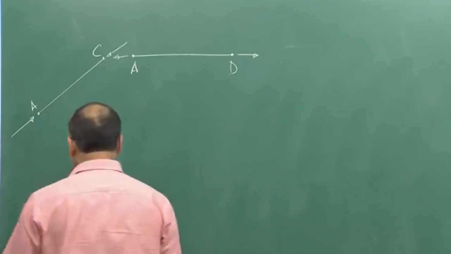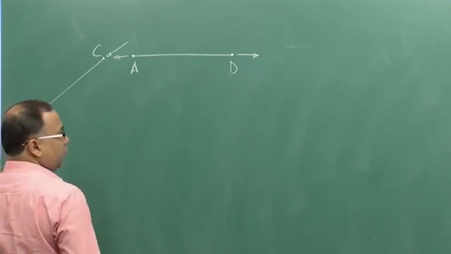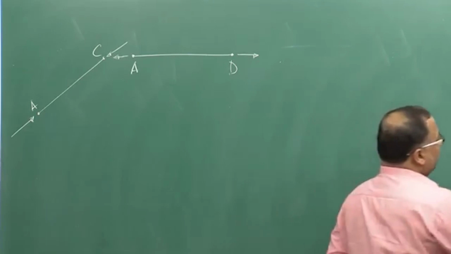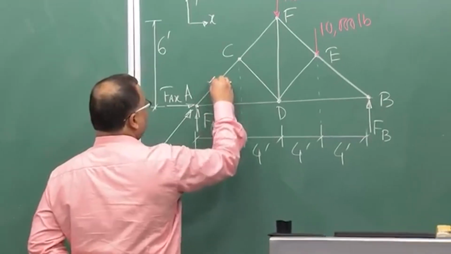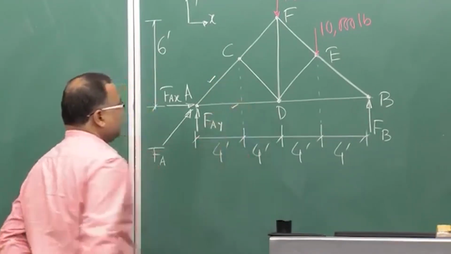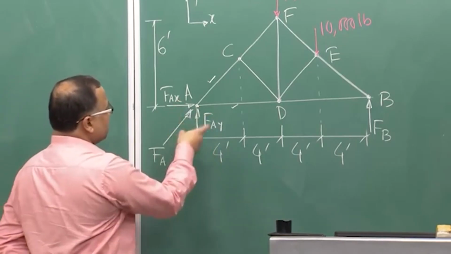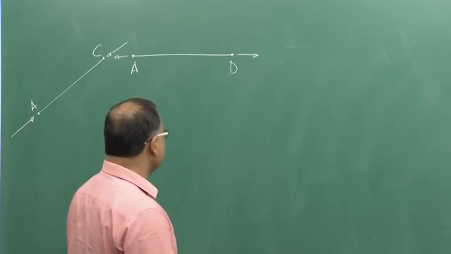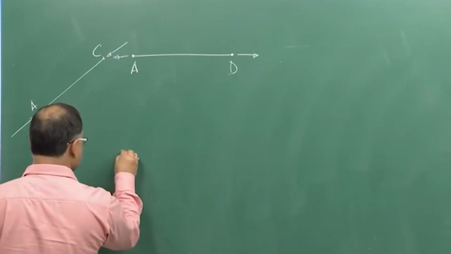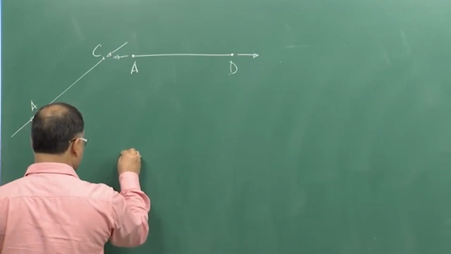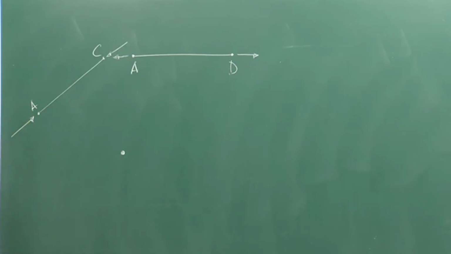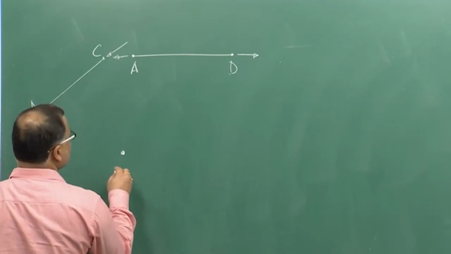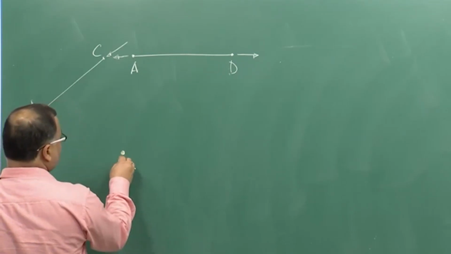So, now we are going to find out the forces AC and AD, and these two members are connected at joint A. So, if I consider joint A, this is my joint A, okay. And if I apply the forces here, this is my joint A.